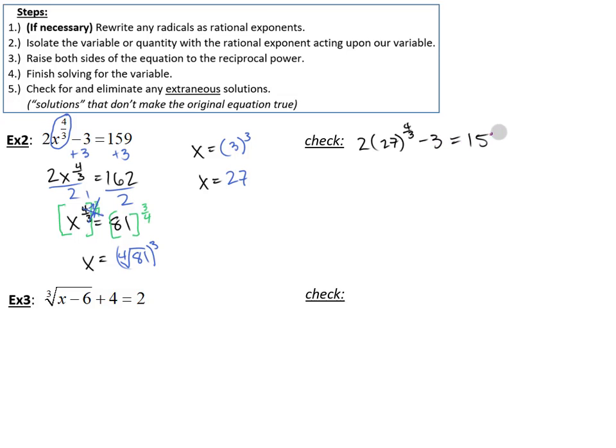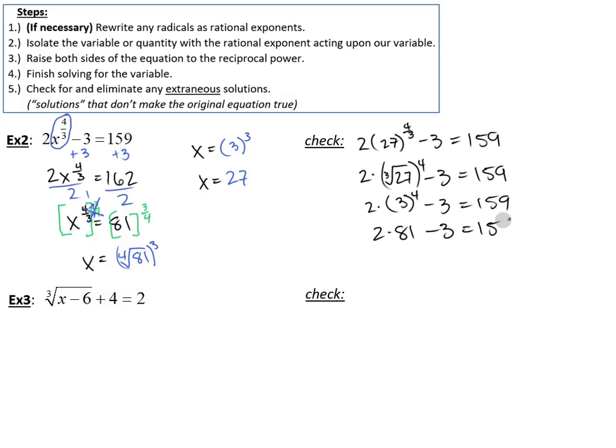Does that equal 159? So here, there's no simplifying in the parentheses. We go straight to exponent. And remember, that means the 3rd root of 27, which evaluates to 3, raised to the 4th power. Okay, so now I need to do 3 to the 4th power, which ends up being 81. 3 times 3 times 3 times 3. 2 times 81 is 162. So multiply and then add or subtract last. And 162 minus 3 is 159. So it does work out, makes our equation true. 27 is the final answer for example 2.